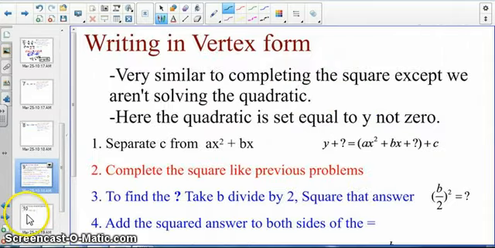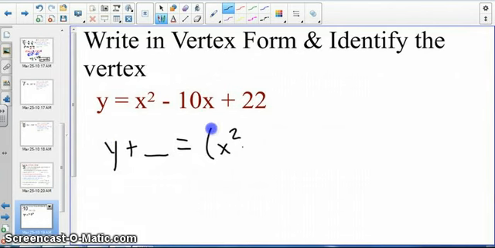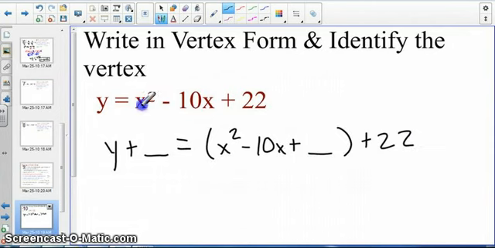Now writing in vertex form is pretty much the exact same thing. What we will do is set it up. Y plus something equals. Now I'm going to separate x squared minus 10x plus something, plus 22. All I did was separate it from our first two terms. Now I'm going to set up my next step of the equation, which is just like completing the square. I'm writing my square of a binomial.